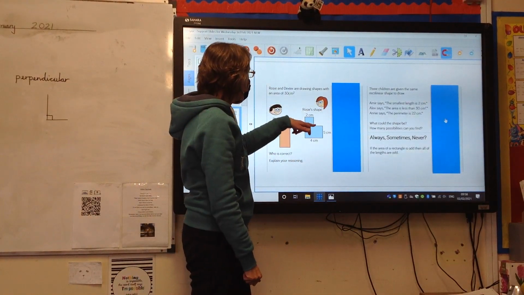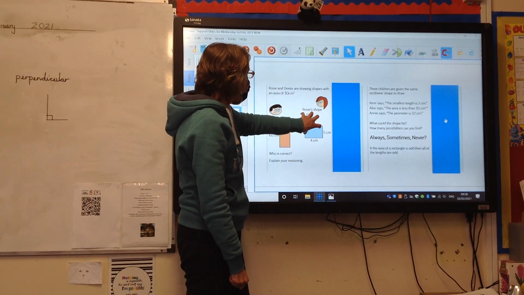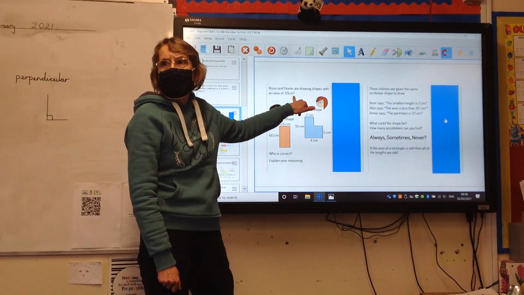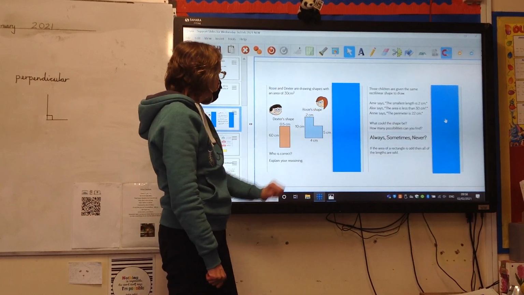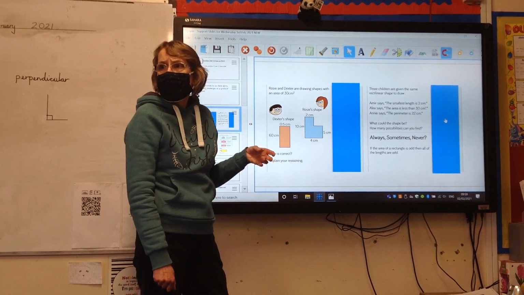Or you could have divided it there and found the area of that, and added it together. Either way, is she correct? Yes, she's got a shape where the area is 30 centimetres squared. So you can see from that, different shapes can have the same area. Okay?